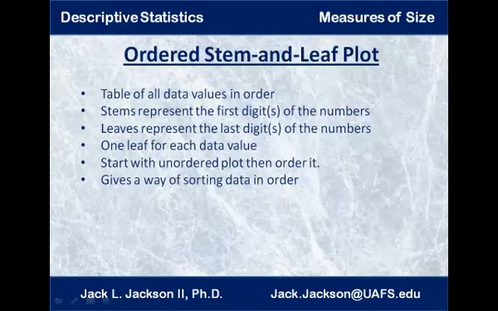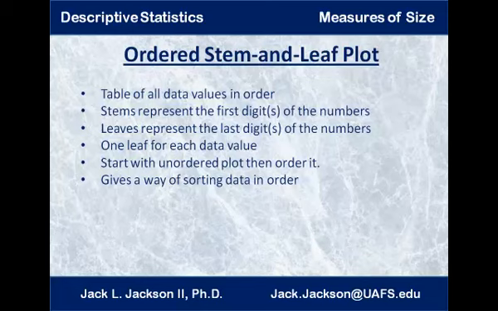Another way that we can represent data in a graphical but also numerical table form is what's called a stem and leaf plot. Finally, we'll end up with an ordered stem and leaf plot. It is a data table of all the data values in order. The stems represent the first digits of the numbers, and the leaves represent the last digits of the numbers. There's one leaf for each data value, but they will often share a stem.